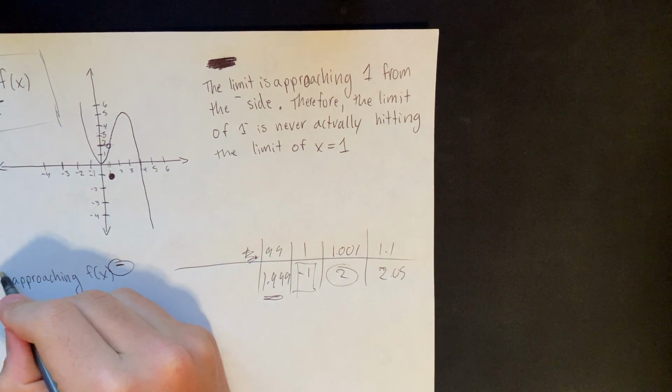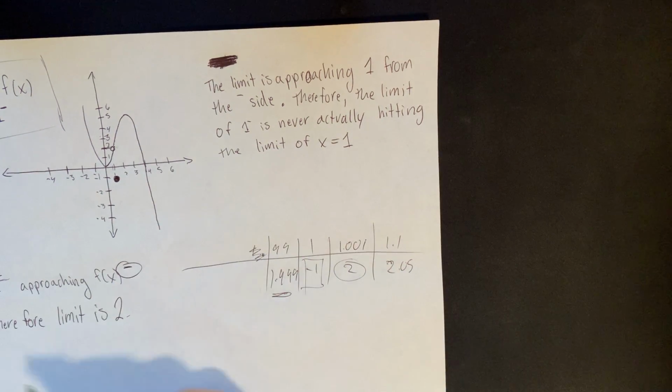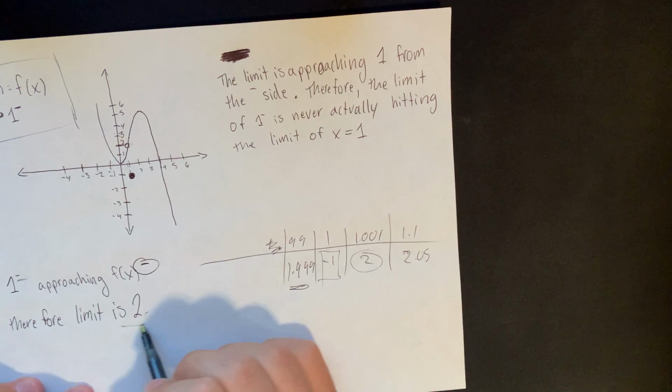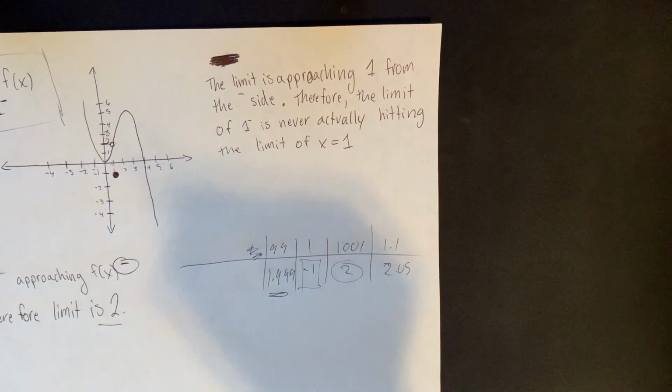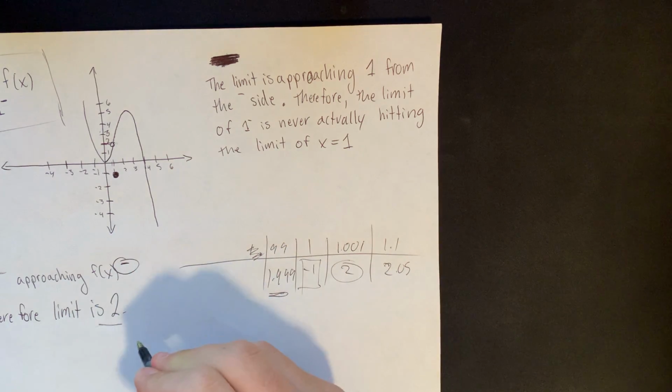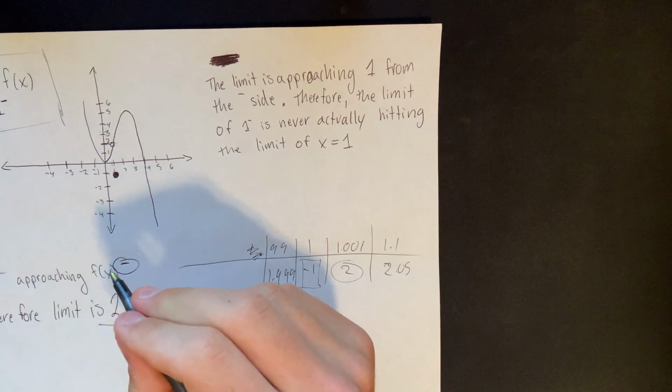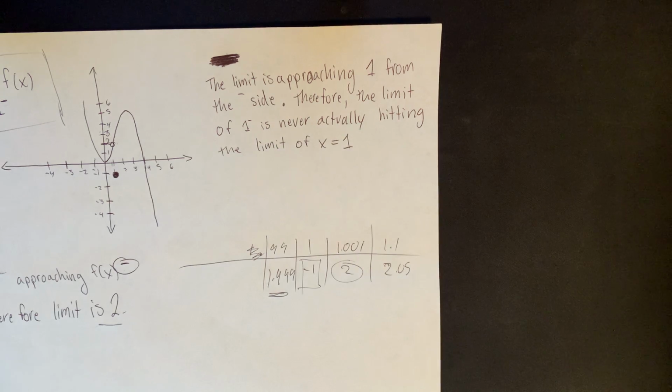But since you know that it's approaching, then you know it'll be 2, because it's never actually hitting 1. It's never actually on the 1, it's just approaching it. So therefore the answer of the limit would be 2. And limits can exist at holes too, so you can say that that would be the limit too.